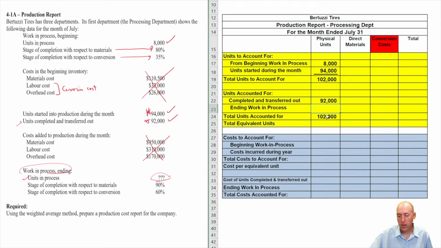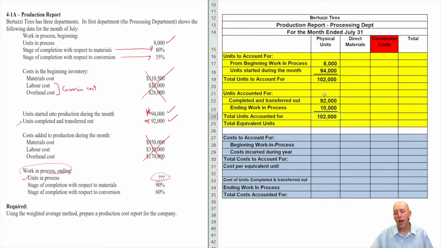My ending work in process is 102 minus 92. 92 plus what gives us the 102? This missing number has got to be 10, 10,000 units. And we finished the first chunk of the problem without hopefully breaking our brains too much here. Now it's to the equivalent units step of the problem.